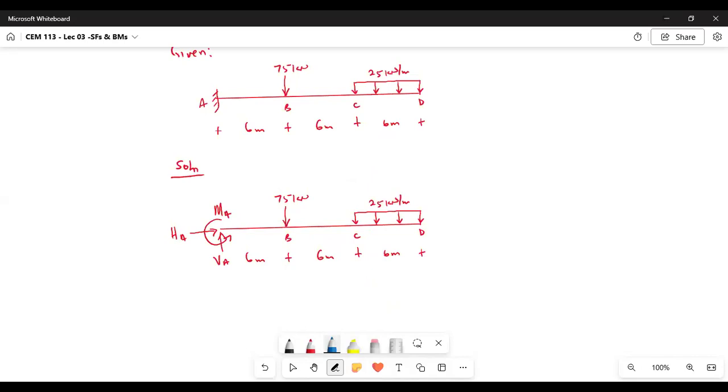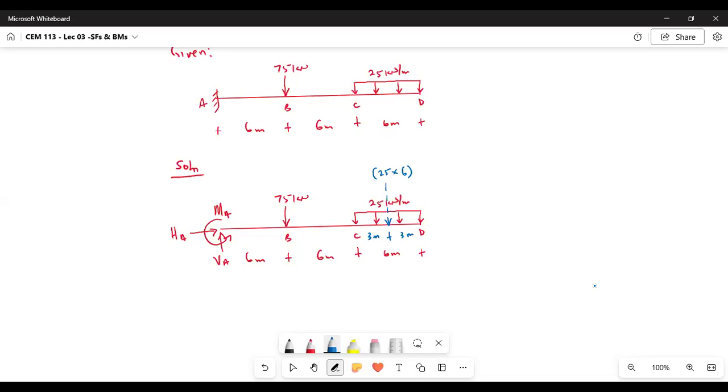Okay, so I'm doing the conversion. So this is UDL. So this is how we convert it: omega, 25, times the span covered by the UDL, which is 6. After that, we need to indicate this distance. This is half, 3 meters. Once you have done this, remember I said this should be in pencil. That's why I've used a different color.